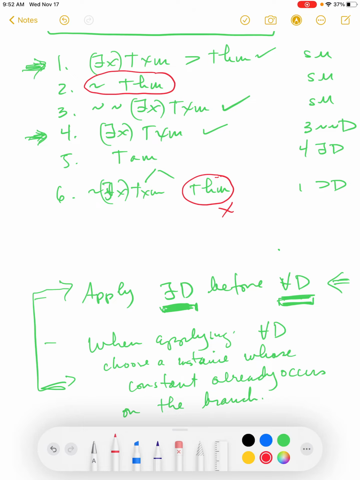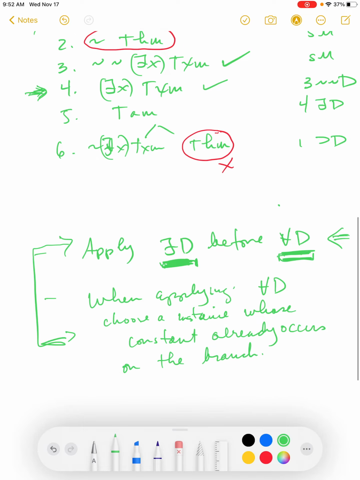So I have an atomic and its negation, so that branch closes. Okay, good. Let's take a look now at the left branch. On the left branch, we've got the negation of an existential. We're going to apply the appropriate rule to that, push that negation sign through.